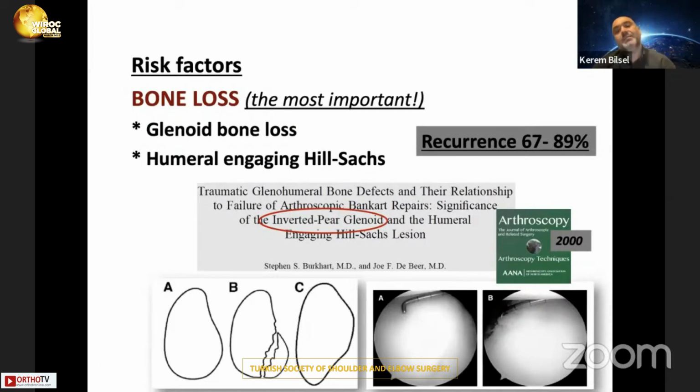And if we have this bone loss, mainly combined with Hill-Sachs, and we do an arthroscopic Bankart repair, the soft tissue procedure, we will have more than 60% of recurrence after this procedure.